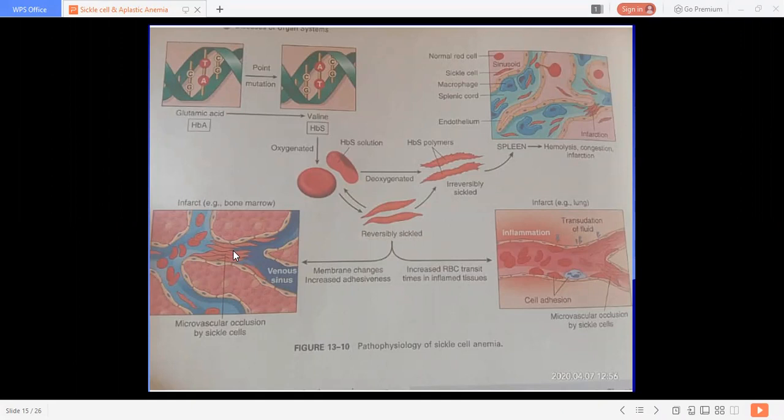Second part of clinical effect of sickle cell anemia, it is related with increased blood viscosity. Now this blood viscosity, when it increases, it gives rise to slowing or sludging in the microvasculature.